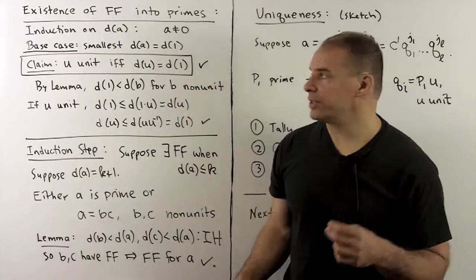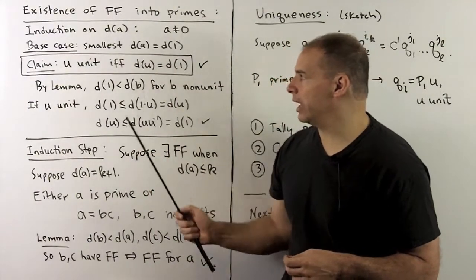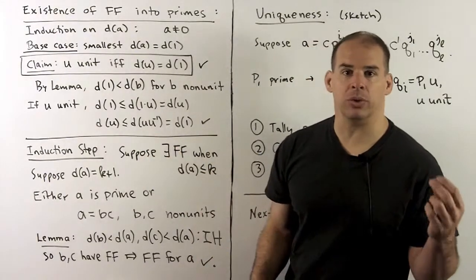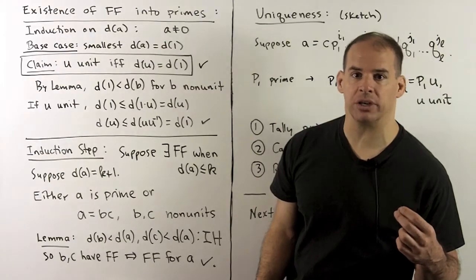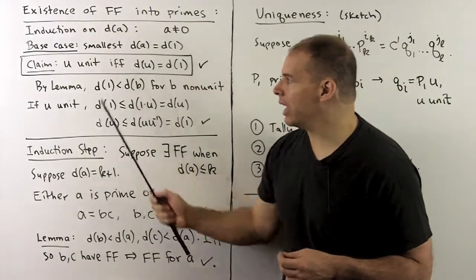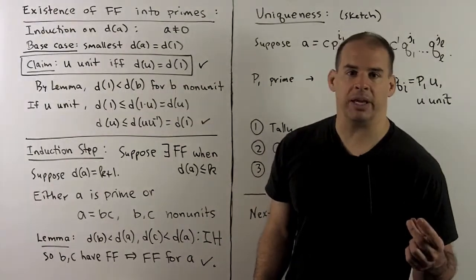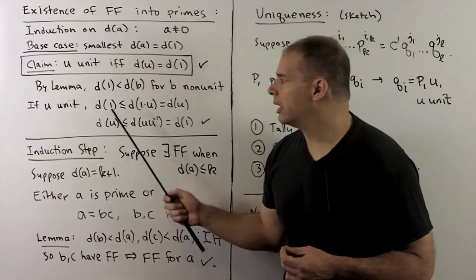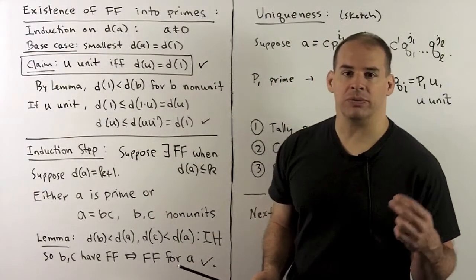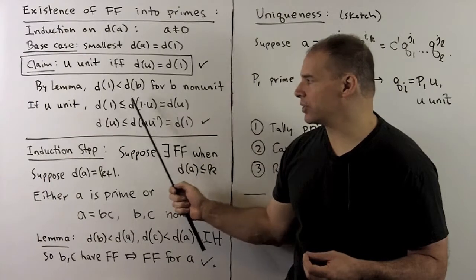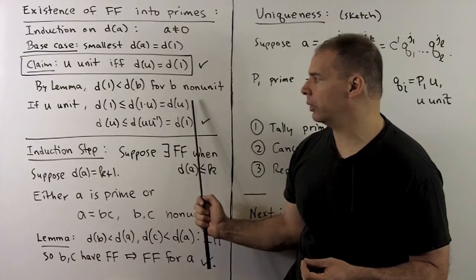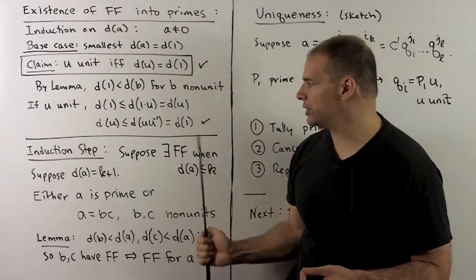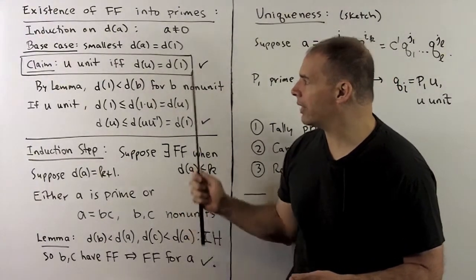Now, the claim is U is a unit if and only if D of U is equal to D of 1. Then, in the base case, we're just considering the units, and these have a trivial factorization. By the lemma, D of 1 is strictly less than D of B for B a non-unit, so I just need to check what D is on a unit. By condition 1 in the definition of Euclidean domain, D of 1 is less than or equal to D of 1 times U, which is D of U. In the other direction, D of U is less than or equal to D of U inverse, which is D of 1. So these are equal, and the claim holds.